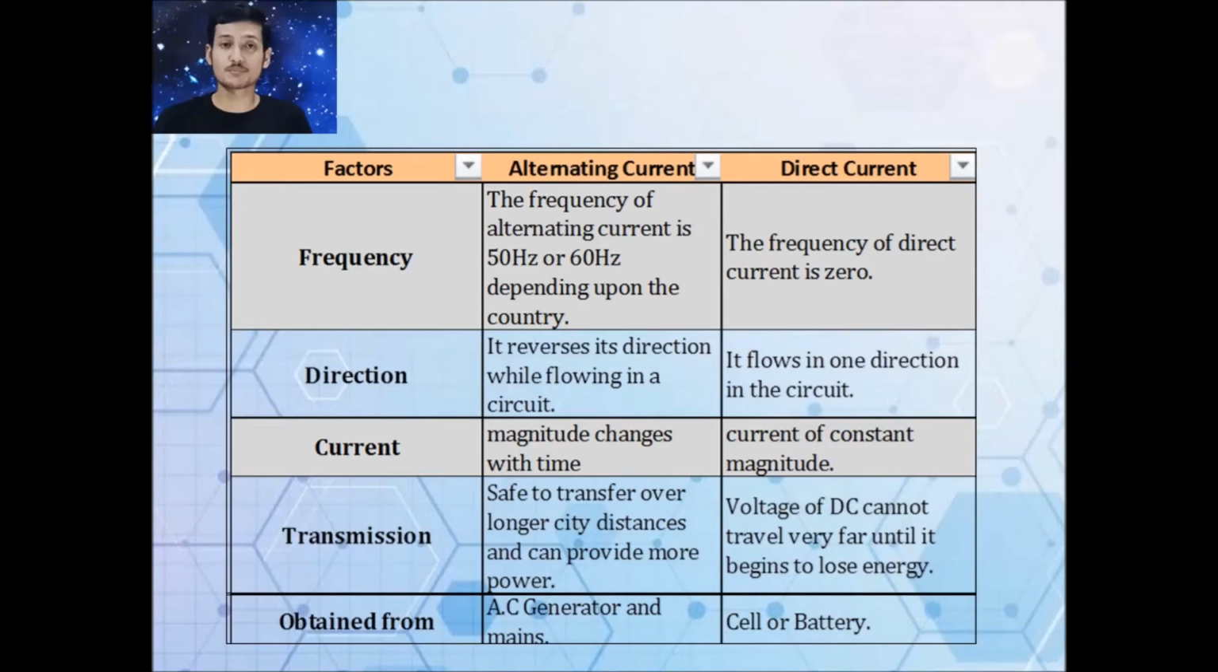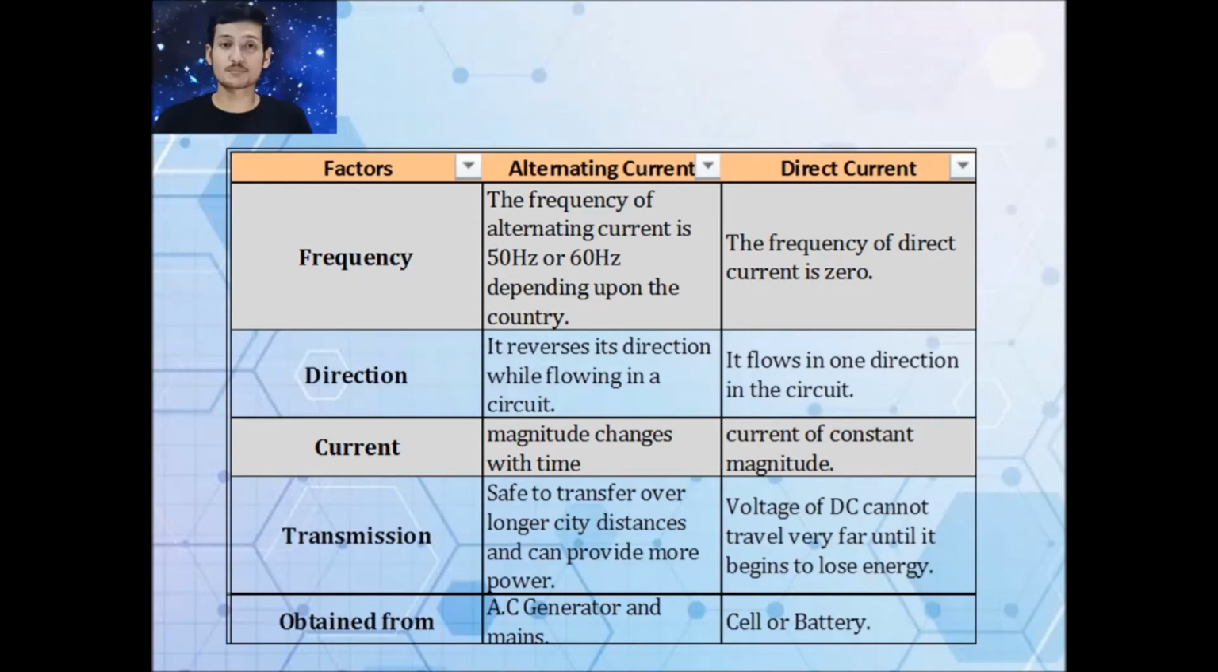Now for transmission purposes, for example, if you want to transfer power from one city to another city, then alternating current is used because the losses in alternating current are very much less compared to DC, and it is very easy to transfer alternating current. So direct current is not used for transmission over far distances because the losses are very high.